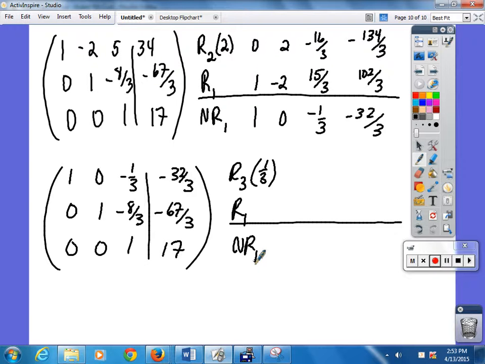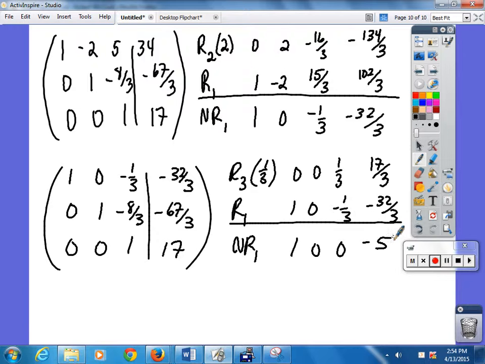And row 3, that's an easy one: 0, 0, 1/3, 17 thirds. And I'm going to add it to row 1, which is 1, 0, -1/3, and -32 thirds. I think that's 32, isn't it? Yeah. And that's going to give you 1, 0, 0, 17 minus 32, -15 thirds, which is negative 5. So new row 1 is 1, 0, 0, -5.